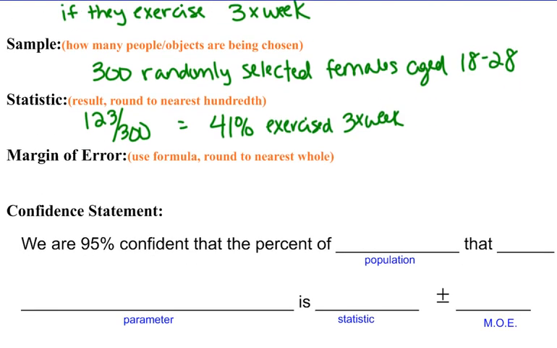Our margin of error, so we'll use the formula. We surveyed 300 people, so we take 1 divided by the square root of 300. So we get 0.0578, and when I round that to the nearest percent, our margin of error is 6%.